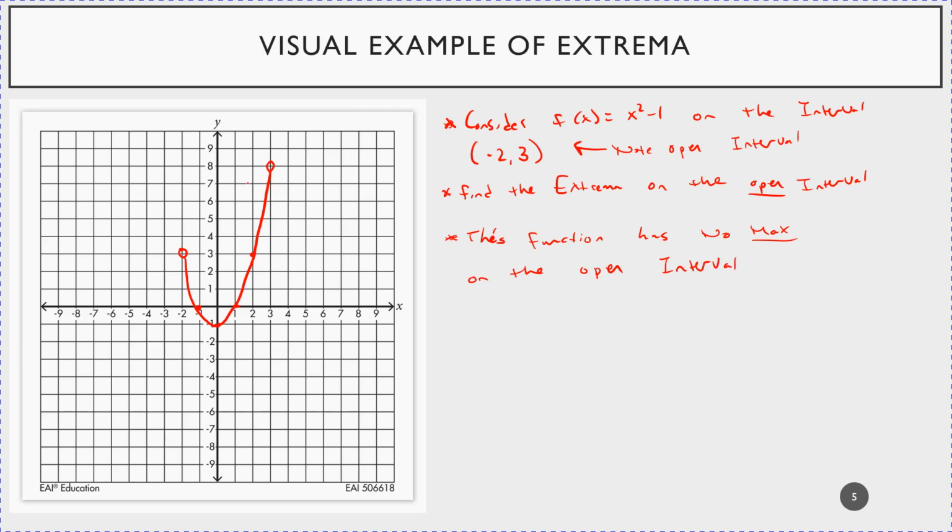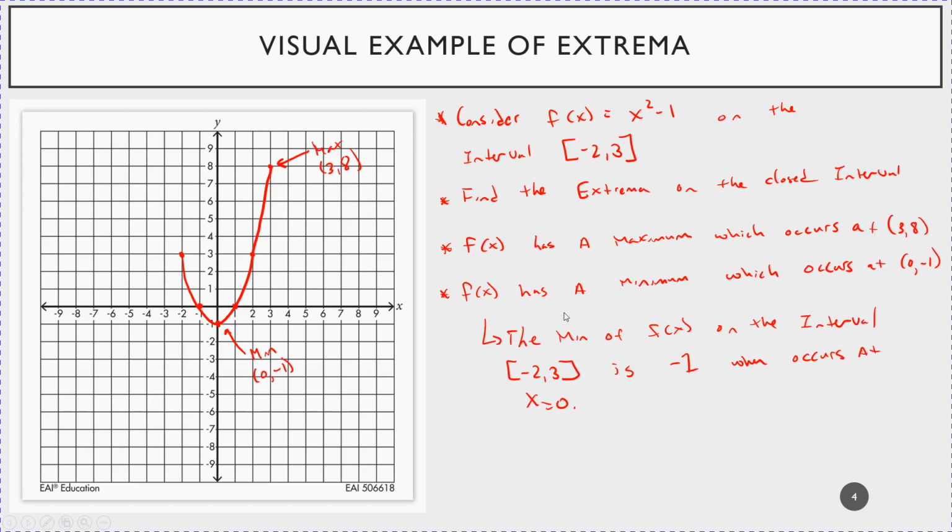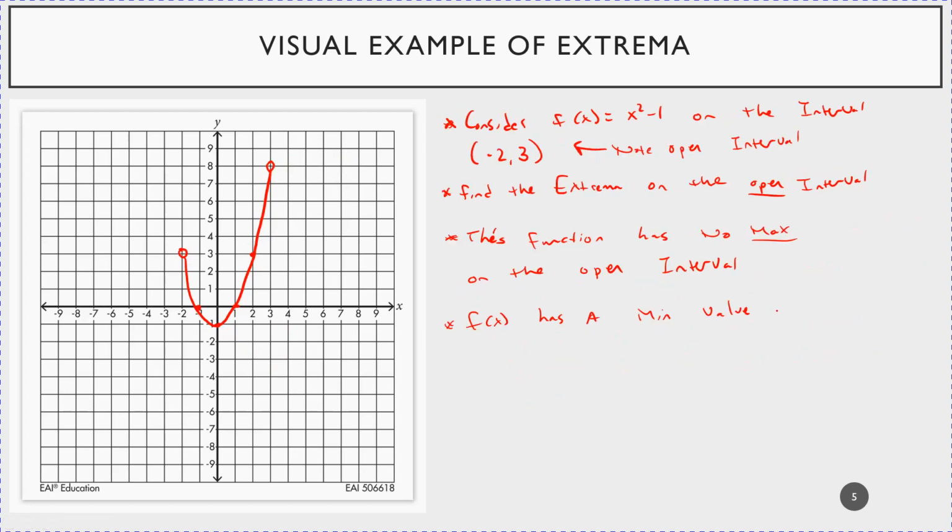All right, and that's because there's no value. It looks like it's going to 8, but the function actually isn't 8. Okay, there's a hole in the graph here. But we can still say there's a minimum. Like you can look at this and say definitively there's still a minimum here. So f of x has a minimum, a min value, which occurs at still that point 0, -1.